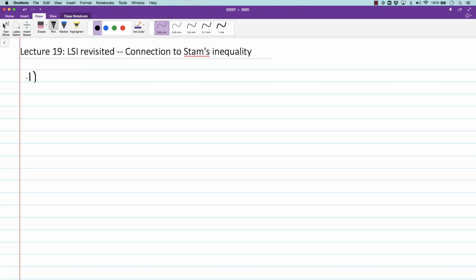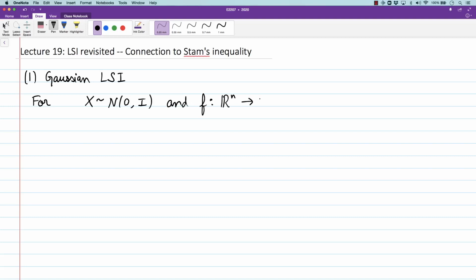So let's first recall the Gaussian log-Sobolev inequality in its general form that we saw. I'll just abbreviate log-Sobolev inequality by LSI. So the Gaussian LSI that we saw was the following. Suppose x is a Gaussian random variable with mean 0 and identity covariance matrix, and let f be a function from R^n to R such that it satisfies two properties.